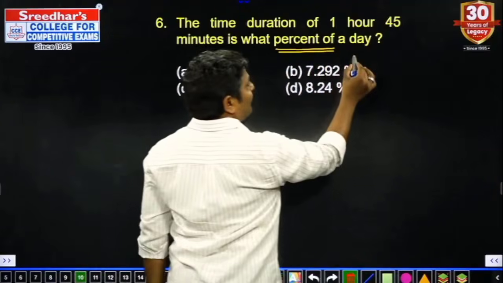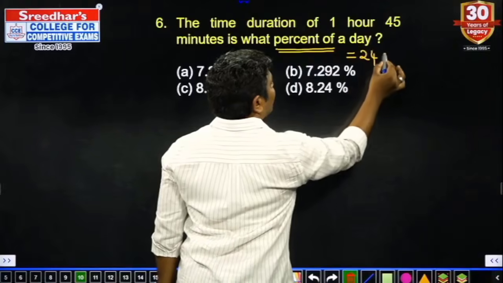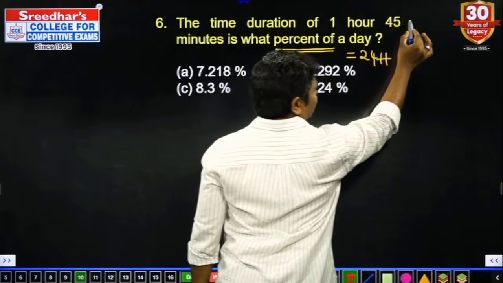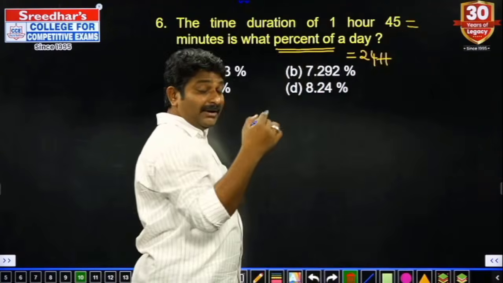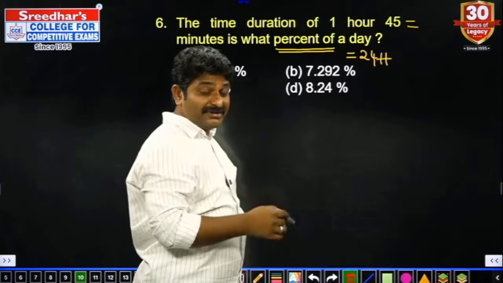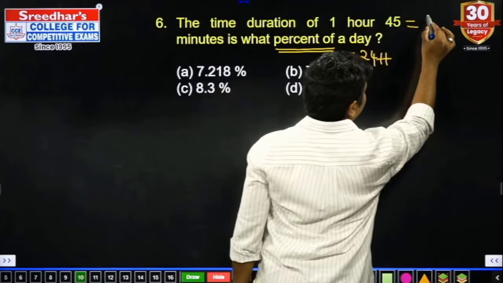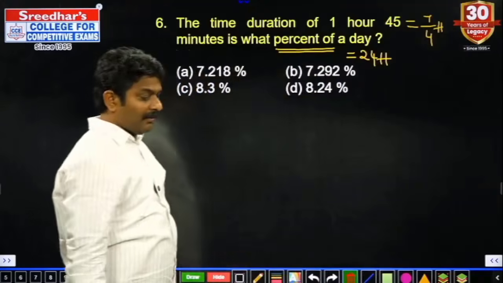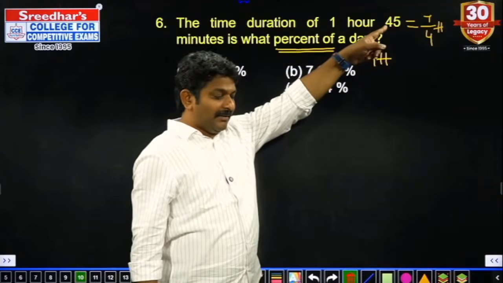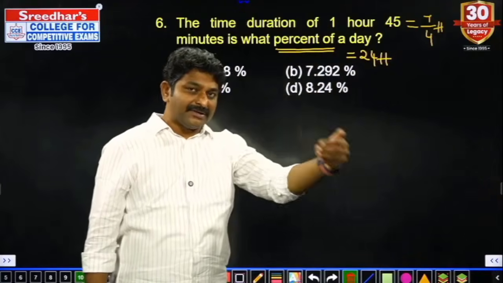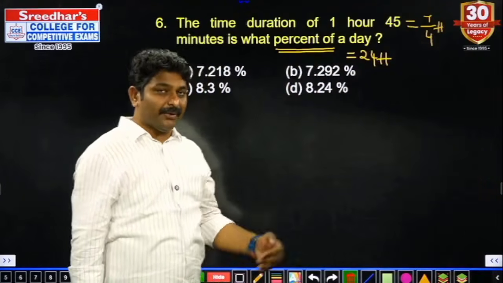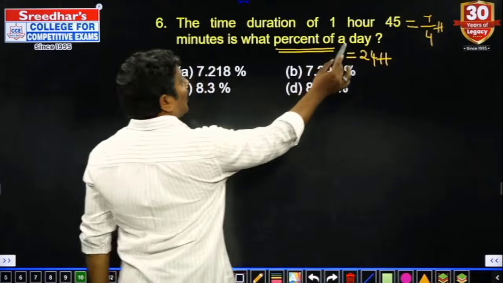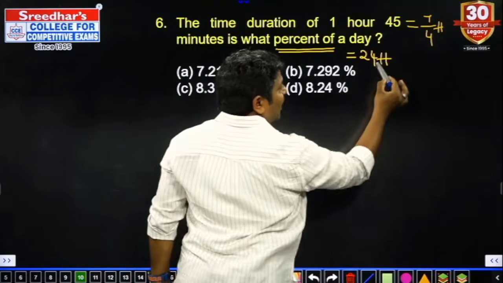So 1 day is equal to 24 hours. 1 hour 45 minutes. This 45 minutes converted to hours, 45 by 60, which is 3/4. 1 3/4 is equal to 7/4 hours. 1 day in the sense 24 hours. Both are in hours now.